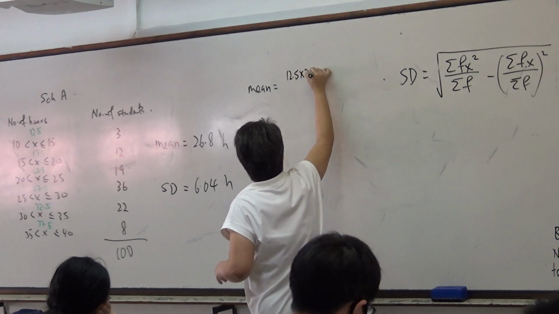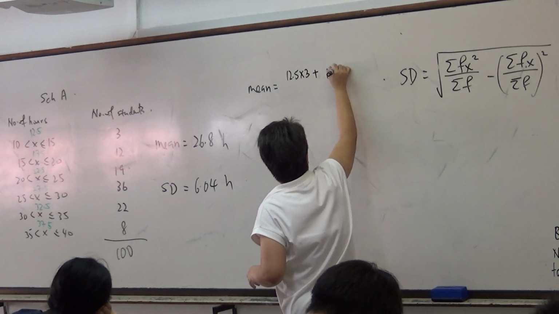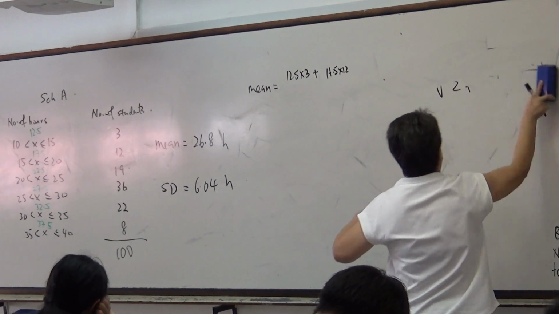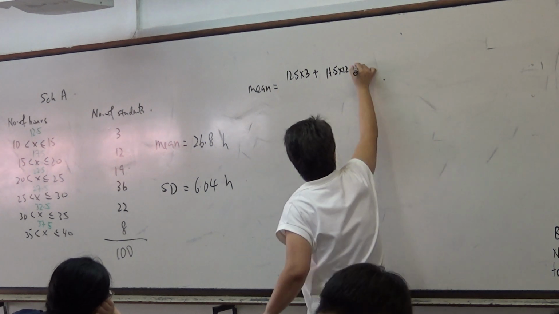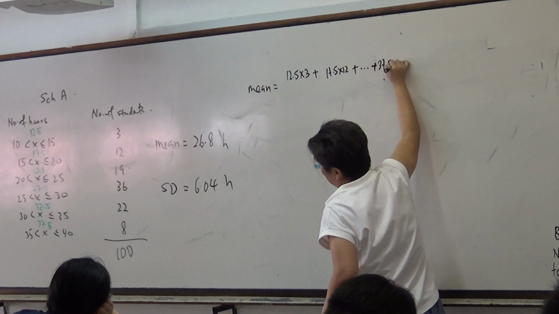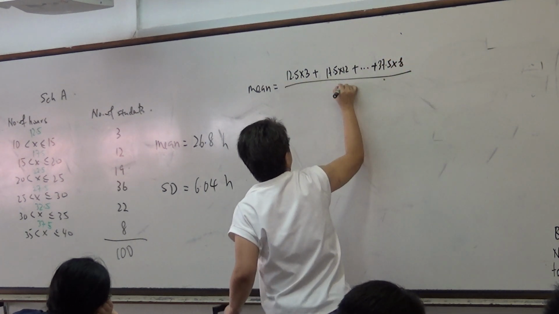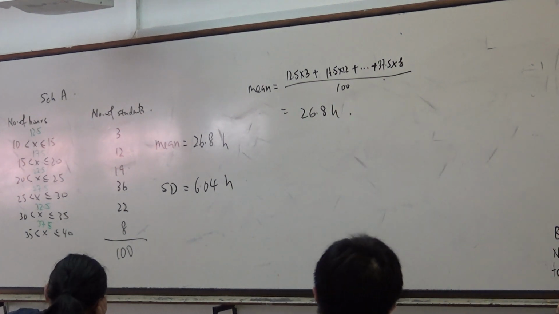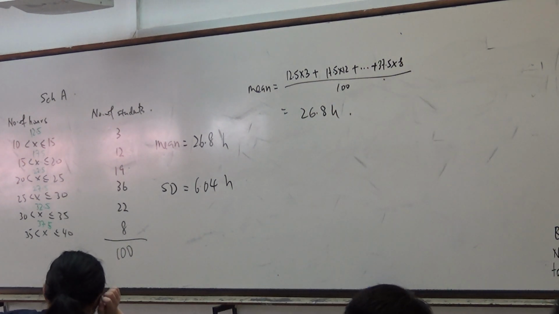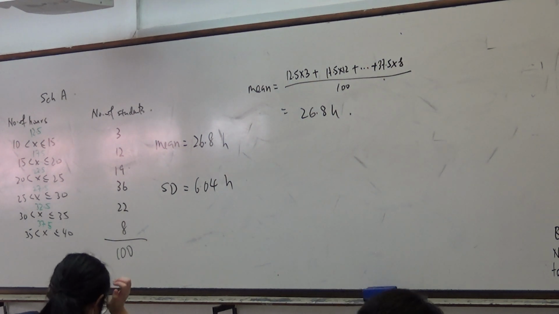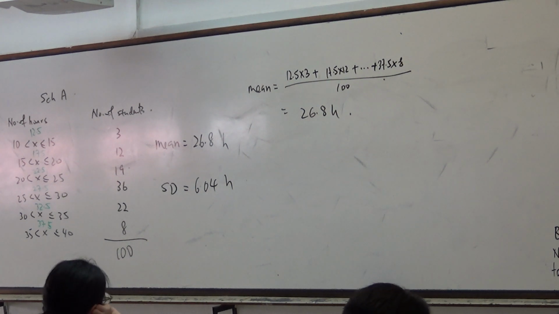12.5 times 3 plus 17.5 times 12. Then you plus... What's the last one? 37.5 times 8 over 100. Then you give 26.8. This is how you do it. Everybody clear? We sort of tell people that we know how to do it. Then after that, we get the calculator to do it. Everybody clear? First two and last. Can you remember? First two and last. Okay.